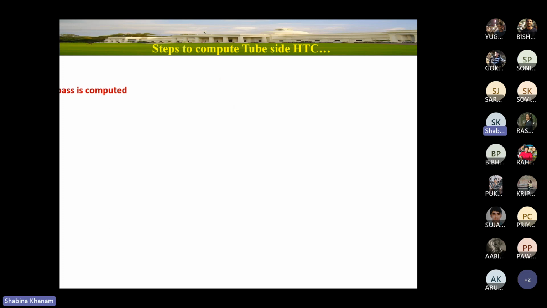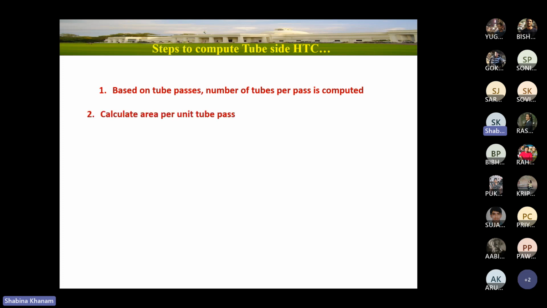Now the steps to calculate the heat transfer coefficient, which I have already discussed with you. Based on tube passes, the number of tubes per pass will be calculated. Let's say you have a total of 100 tubes, so 50 will be in one pass. You can calculate the number of tubes per pass. You are already aware of DI, so you can calculate the cross section area of one tube, and the cross sectional area of all tubes in one pass, like 50 tubes, right?